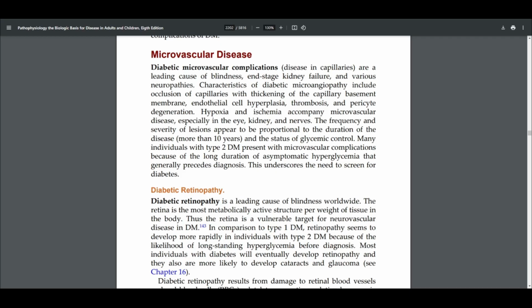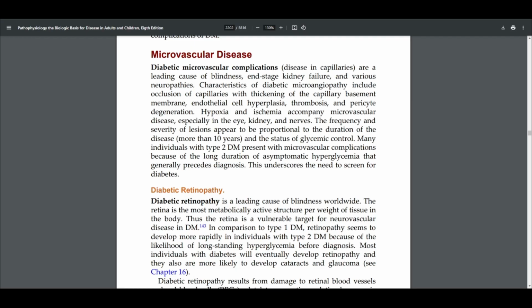Microvascular disease. Diabetic microvascular complications, disease in capillaries, are a leading cause of blindness, end-stage kidney failure, and various neuropathies. Characteristics of diabetic microangiopathy include occlusion of capillaries with thickening of the capillary basement membrane, endothelial cell hyperplasia, thrombosis, and parasite degeneration. Hypoxia and ischemia accompany microvascular disease, especially in the eye, kidney, and nerves.